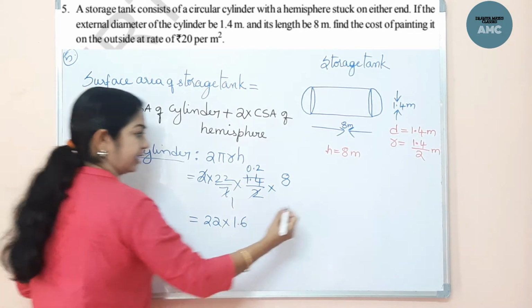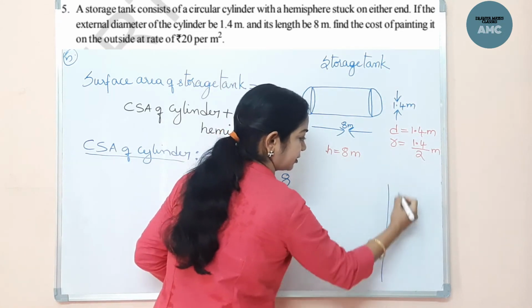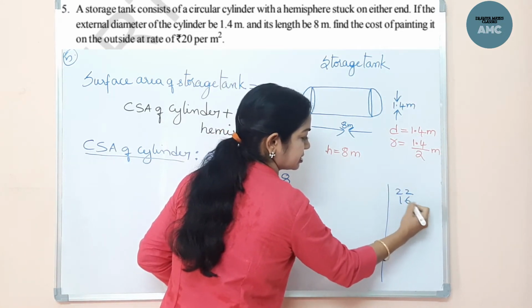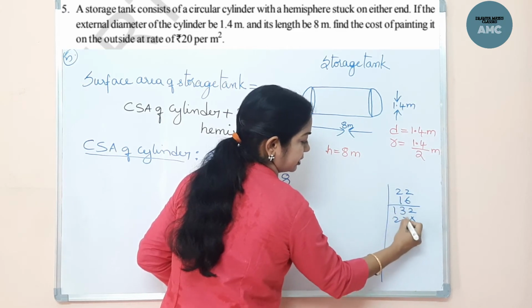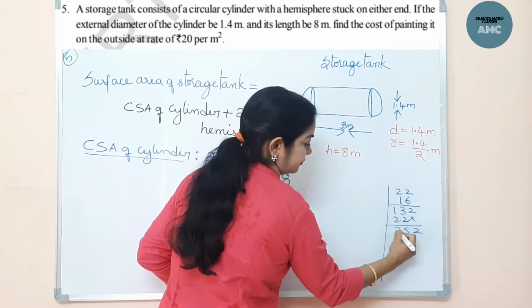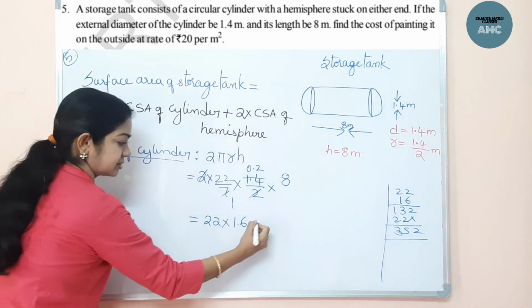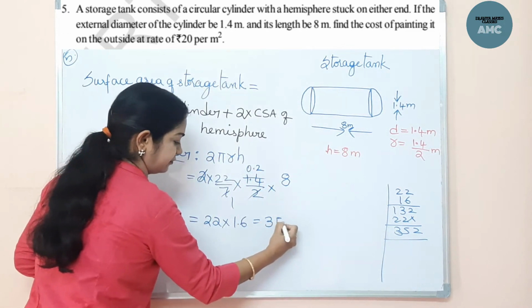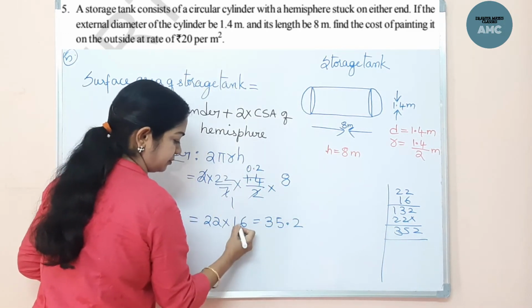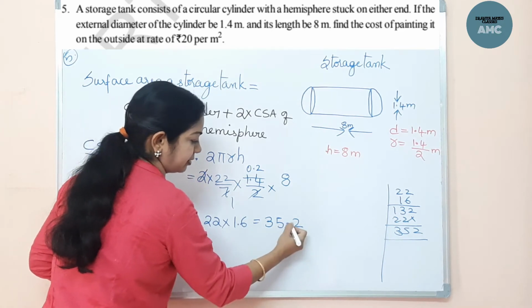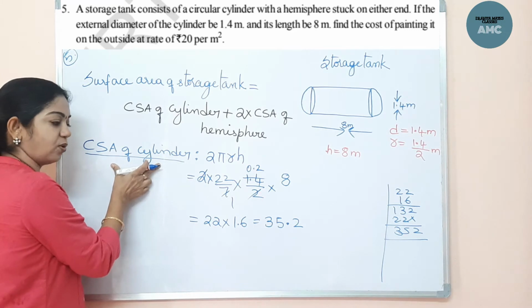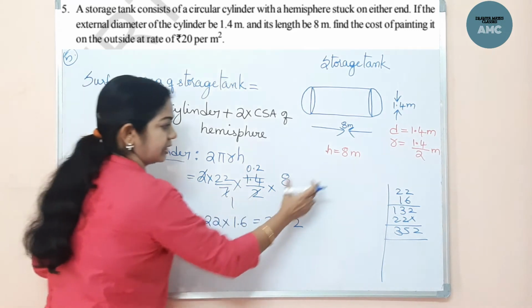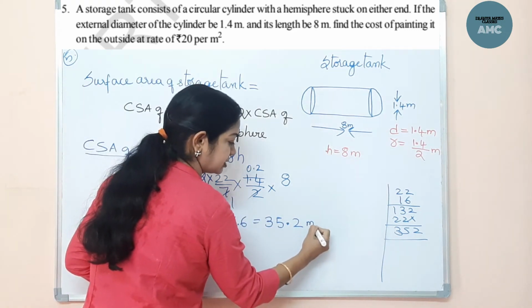So let me calculate here. 22 into 16: 132 and 220, so 352. So this comes to 35.2. So the decimal point goes from the back, 1 digit. So this is only the CSA of the cylinder. This is in meters, so this is meter square.